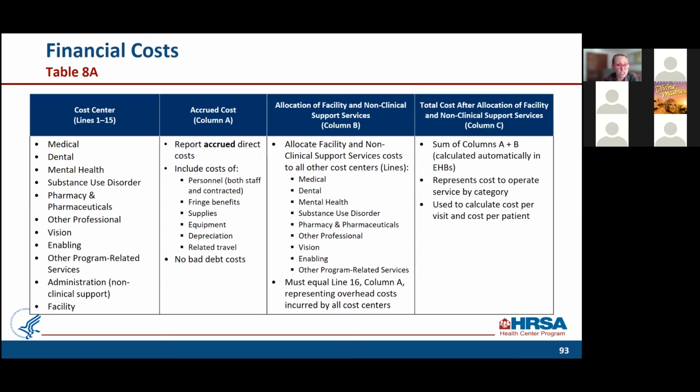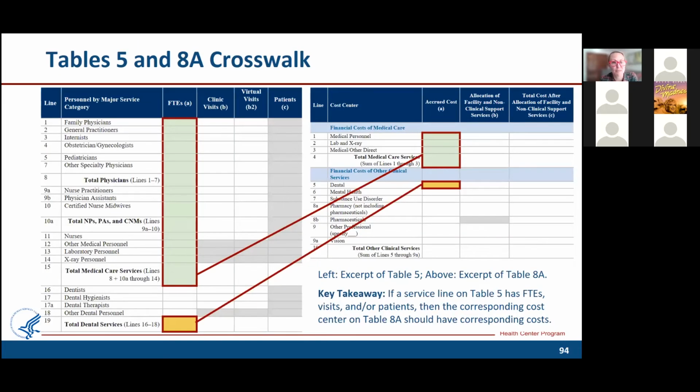There aren't changes from last year on this, though you may want to take a look at the UDS manual to refresh your memory on how that looks. But just for peace of mind for some folks that have done this year after year, there aren't changes since last year.